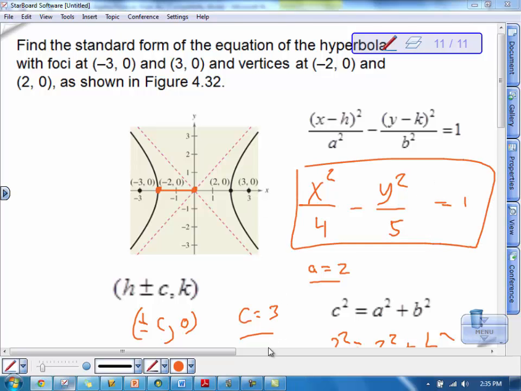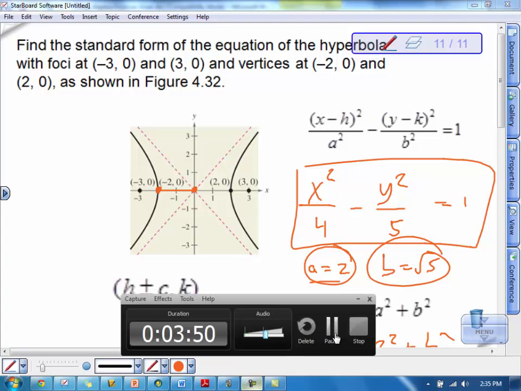Once again, you can check it on your calculator. If you use the Conics app and you plug in the information that you now know, A is 2 and B is the square root of 5. Plug that information in and it will graph the hyperbola. It should look like this one.